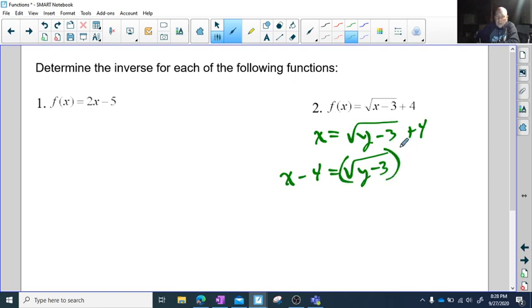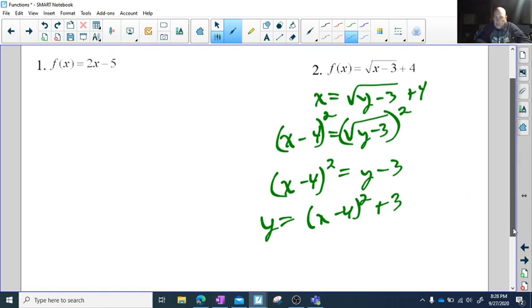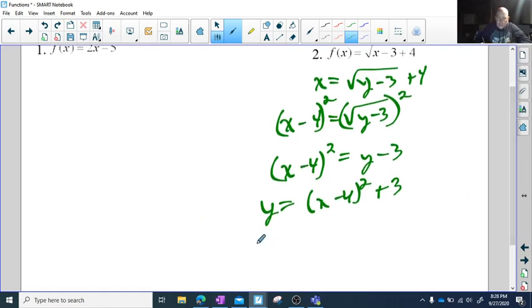Now I need to isolate the y, so I have to get rid of that square root by doing the opposite. X subtract 4, all squared, will equal y subtract 3. So then y must equal, I got to add 3 to both sides, x subtract 4 all squared plus 3. Swap out to your correct notation. Inverse function is x minus 4 all squared plus 3.